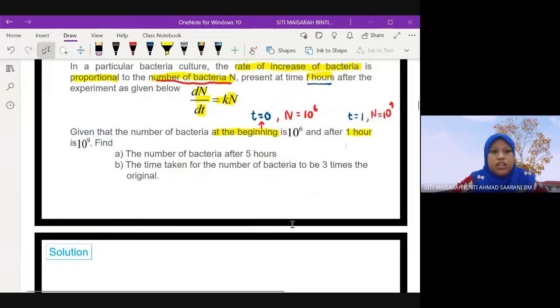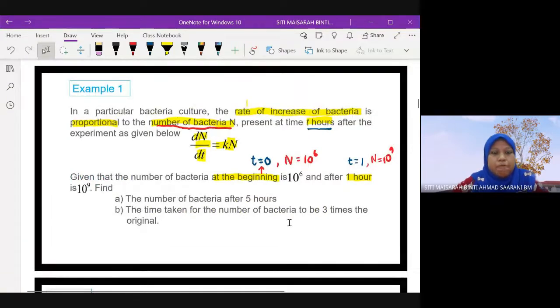Okay. So first, dia punya soalan dia is find the number of bacteria after 5 hours. So kita nak cari N. Dia tulis kat sini ya. Kita nak cari N bila T sama dengan 5. So jadi kita perlukan N kat sini. So that's why kita kena solve differential equation untuk dapatkan N.